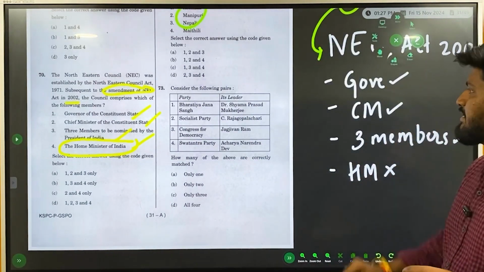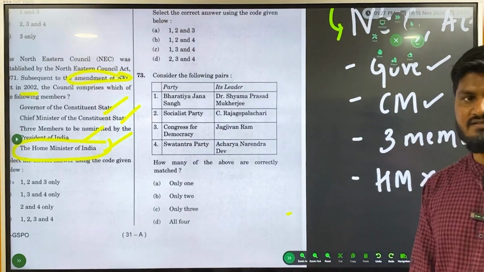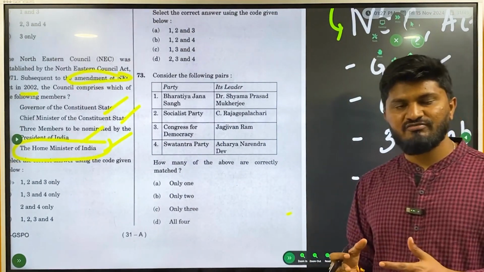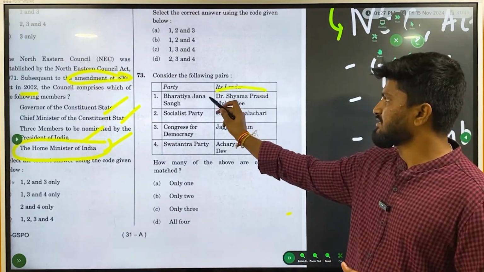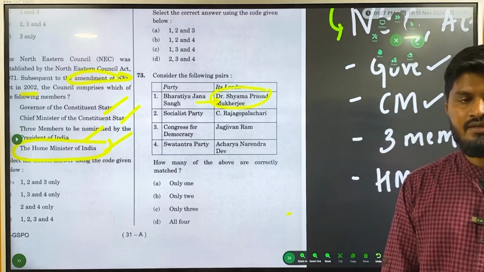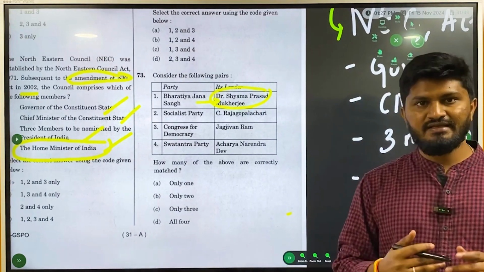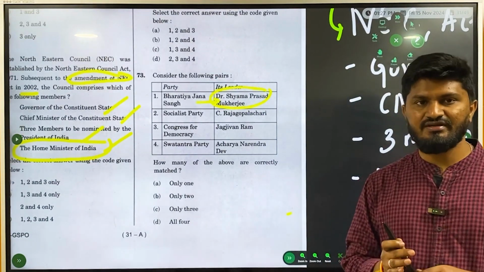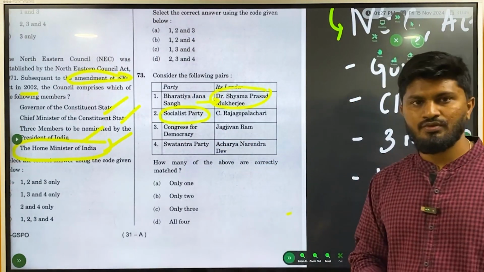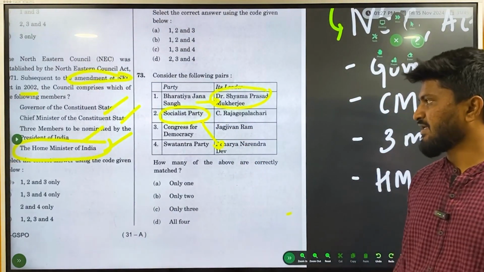This question is asking about consider the following political parties and their leaders. Bharatiya Jana Sangh. Okay, Bharatiya Jana Sangh was the predecessor of the Bharatiya Janata Party. So whenever there is a manifesto by BJP, you will be hearing this name, that is Dr. Shyama Prasad Mukherjee. So he belonged to Bharatiya Jana Sangh. And then the Socialist Party. If you are thorough with Indian history, that too the post-Gandhian era, the 1930s to 1950 and the 1947 era, in that there was a Socialist Party established by Indian socialists. Who was the chief Indian socialist during that time? Acharya Narendra Dev. So the Socialist Party was established by Acharya Narendra Dev.